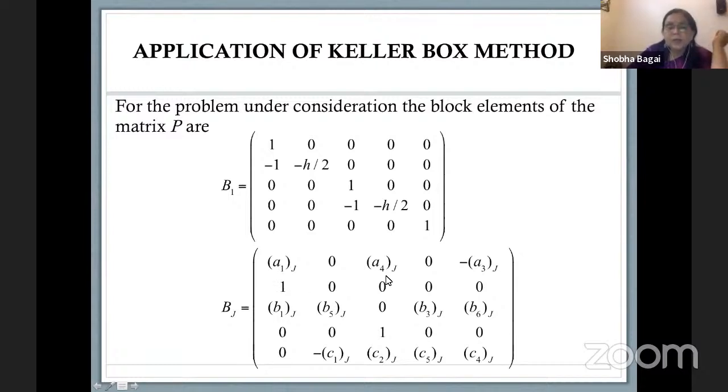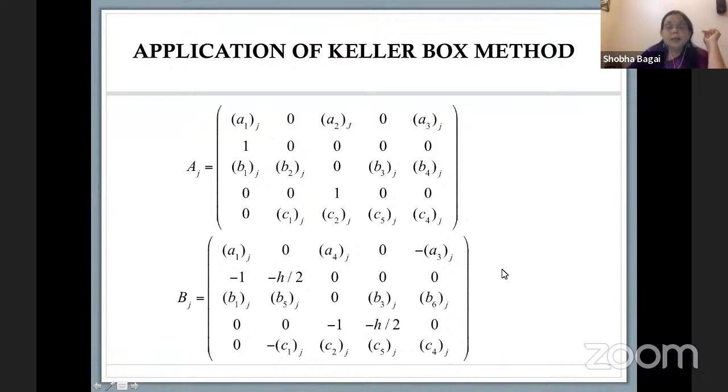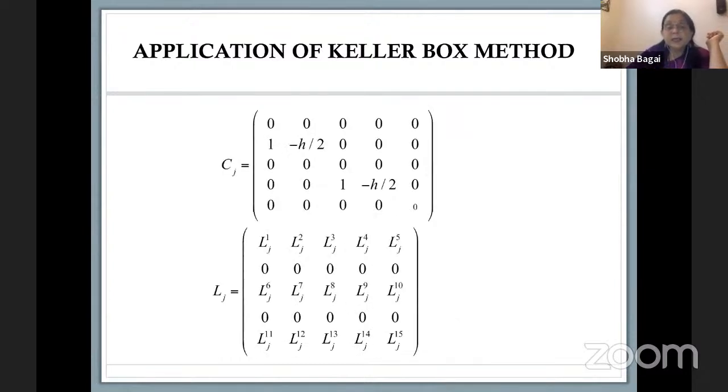Some small AIs, small BIs and small CIs, in fact, which are evaluated at small j equal to capital J. And similarly, my other AJs and BJs, so these are all the BJs where J is going to go from 2 to J minus 1, right? So these are also expressed in terms of these AIs, BIs and CIs. CJ is again a constant, where you will see that only the second row and the fourth row are non-zero, rest all the rows happen to be 0.